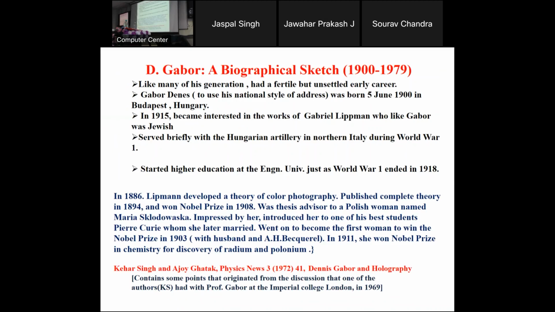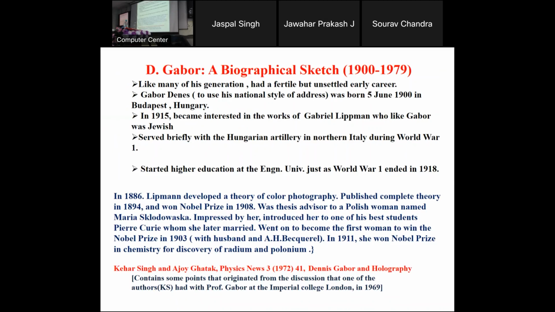In 1915, he became interested in the work of Gabriel Lippmann, who, like him, was Jewish. He served briefly with the Hungarian artillery in North Italy during World War I. He started higher education at the engineering university just as World War I ended. So, obviously, he had gone through experiences in war. In spite of this, he continued.